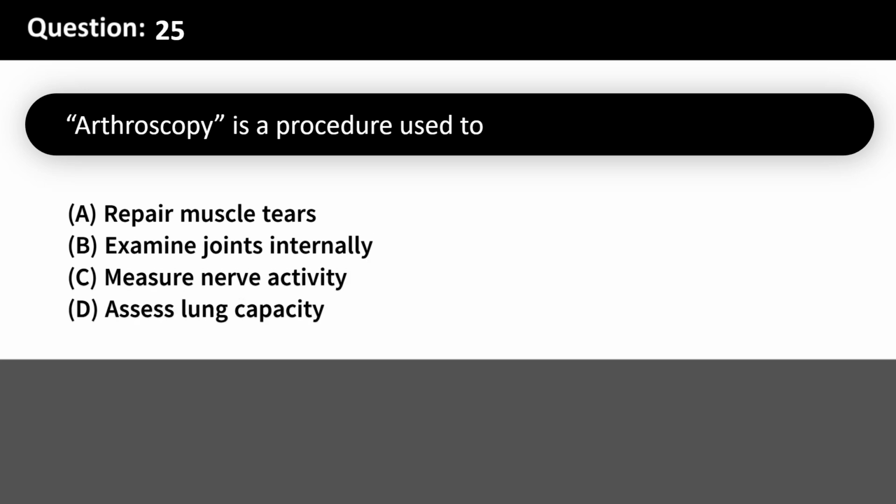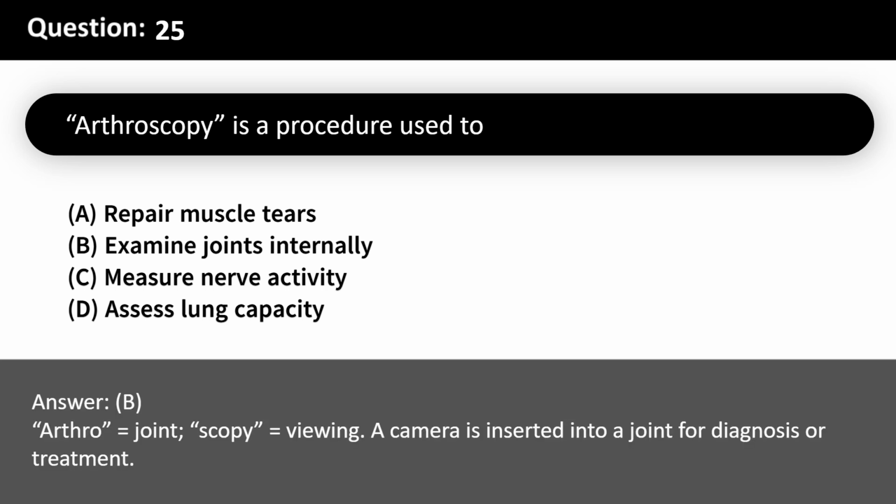Arthroscopy is a procedure used to: A. Repair muscle tears. B. Examine joints internally. C. Measure nerve activity. D. Assess lung capacity. Answer, B. Arthro equals joint, scopy equals viewing. A camera is inserted into a joint for diagnosis or treatment.